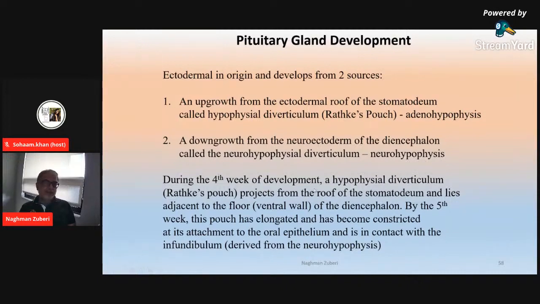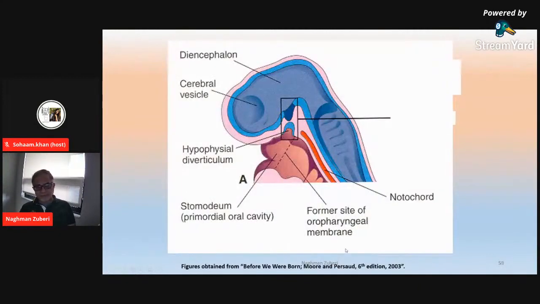During the 4th week of development, the hypophysial diverticulum, the Rathke's pouch, projects from the roof of the stomodeum and lies adjacent to the floor, the ventral wall of the diencephalon. By the 5th week, this pouch has elongated and has become constricted at its attachment to the oral epithelium and is in contact with the infundibulum derived from the neurohypophysis. This is the cerebral vesicle. This is the diencephalon. This is the hypophyseal diverticulum over here.